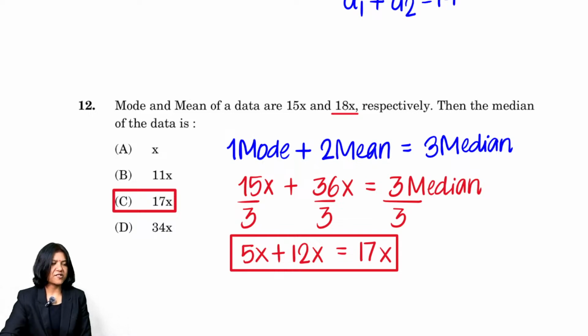This formula is not there in the NCERT book. I think it is there in the NCERT book because it is one of the important formulas you study. It is there, or maybe you might just study it very soon. This formula is there in your book, and you will have to go through this, or this is a part of your syllabus. Remember, it's quite easy to remember as well, no? One mode added to 2 mean gives me 3 median. It's like 1 plus 2 is 3.